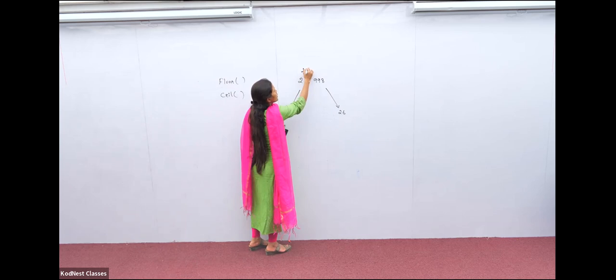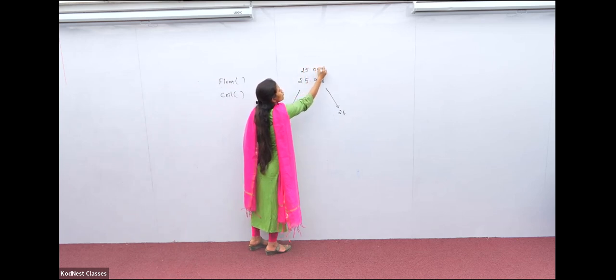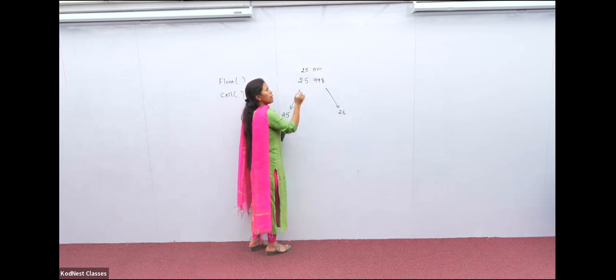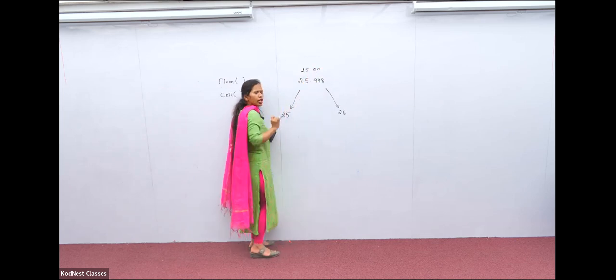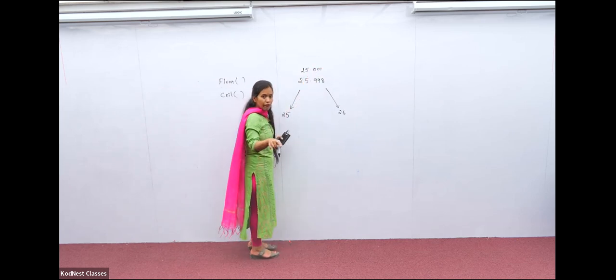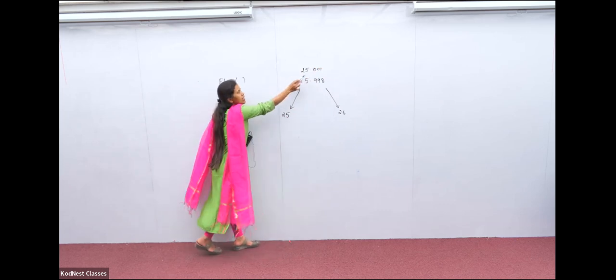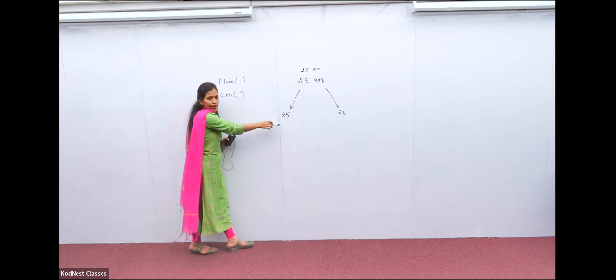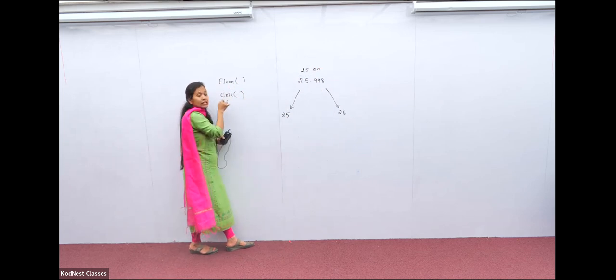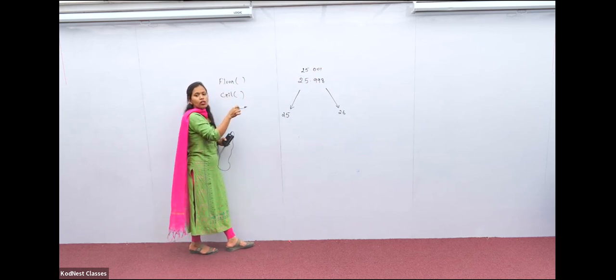Assume that I have a number like this, 25.001. Now you might think, ma'am, 25.001 is almost 25, so it will be rounded to 25 itself. That is not how it is going to work. If you give this number to floor, it will be 25. But if you give that number to the ceil function, it will round it off to 26.